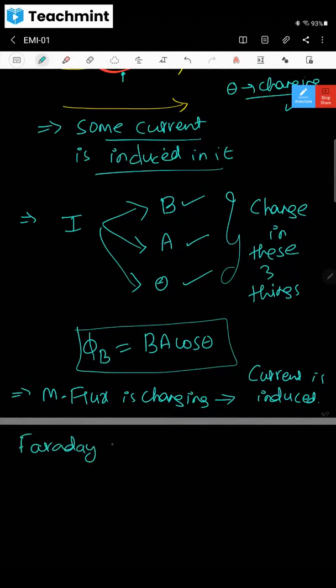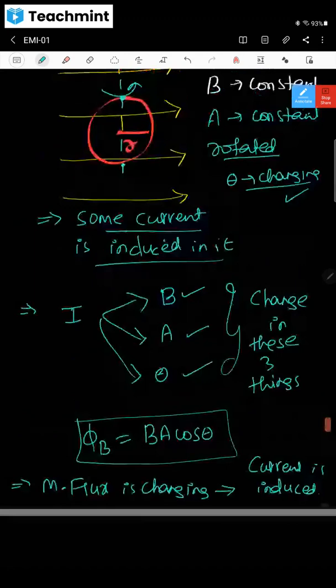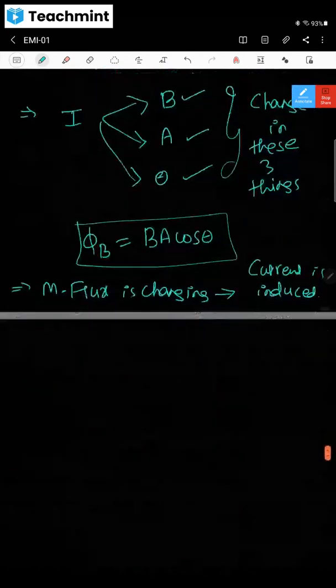Faraday's laws of electromagnetic induction. So before getting into Faraday's laws of electromagnetic induction, what are the experiments explained in this NCERT? I'll explain to you. Okay, look at this, dear children.